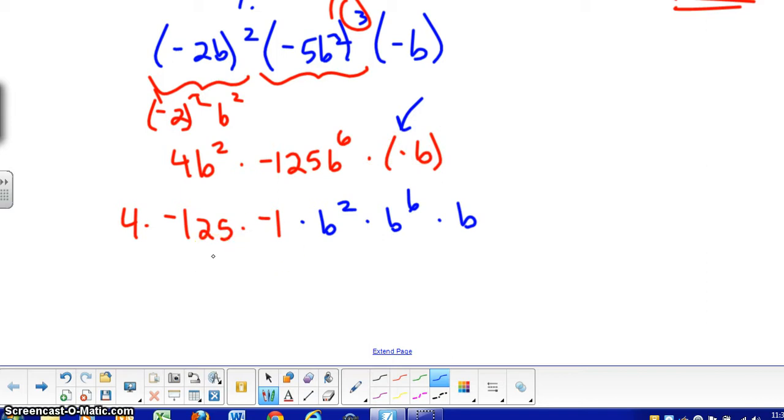Okay, so if you put all of that together, you should have ended up with positive 500b to the, there's an invisible one right there, 7, 8, 9, so b to the 9. That would be your final answer.